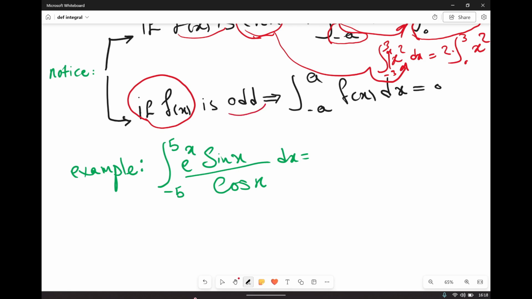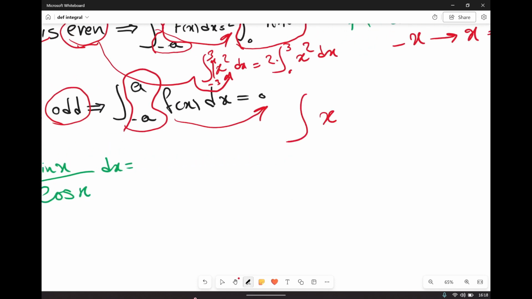When your function is an odd function and your interval is symmetric, immediately your answer is 0. For example, if you consider the integral of x dx between minus 5 and 5, immediately 0. Why? Because x is an odd function and the answer is 0. But another one, for example, minus pi until pi of sine x dx.